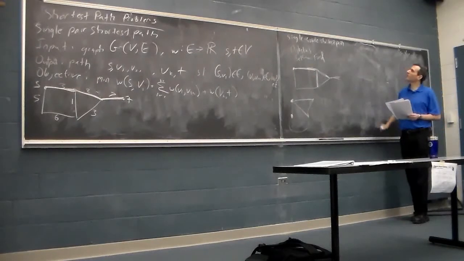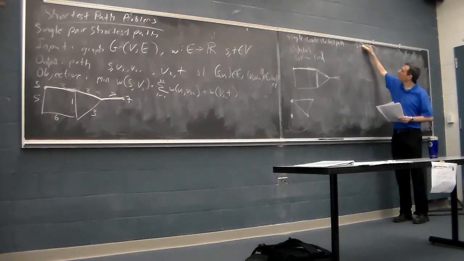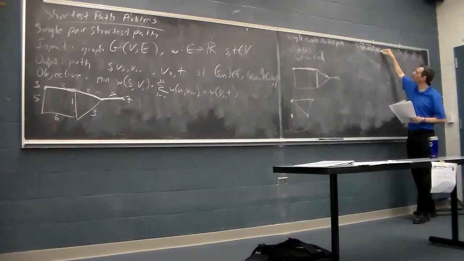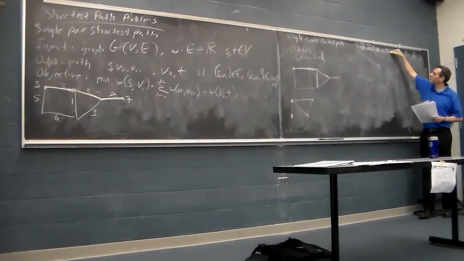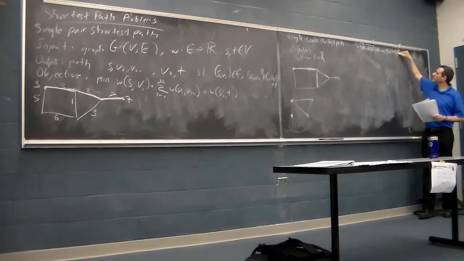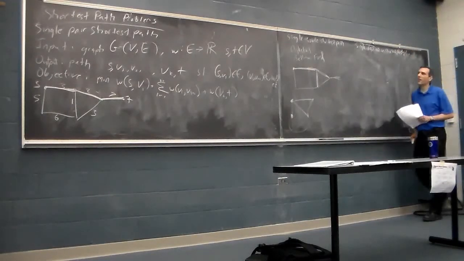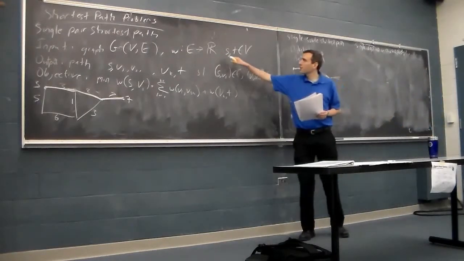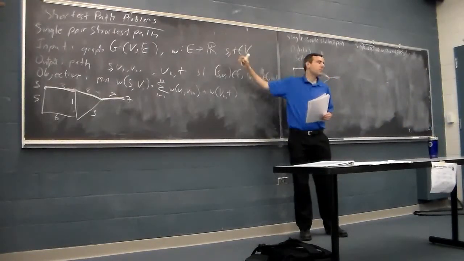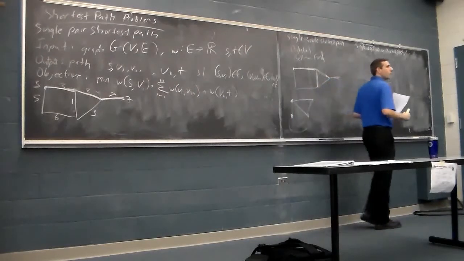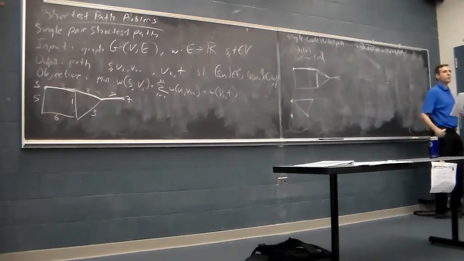There is also what's called the single destination shortest path. A single destination shortest path consists of solving the shortest path problem where you're given t but not s, and you try to find the shortest path from every s to t.